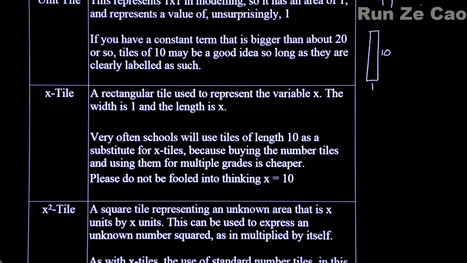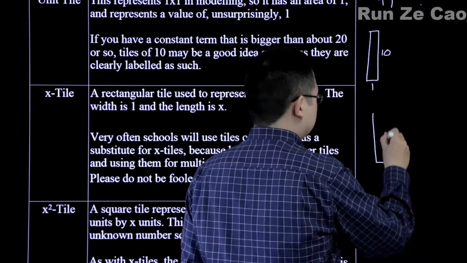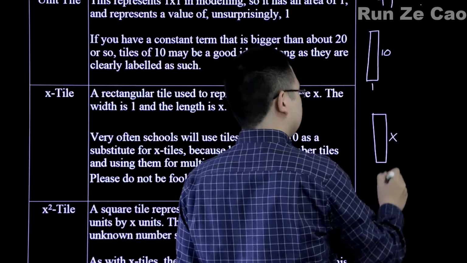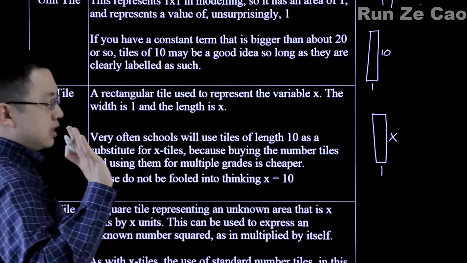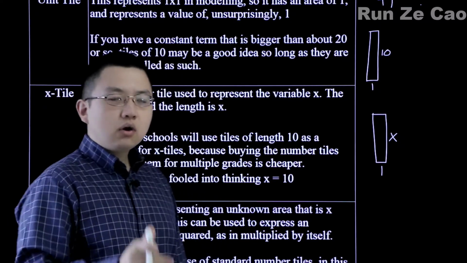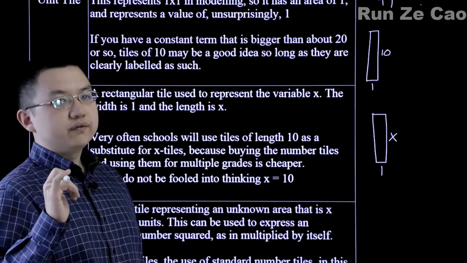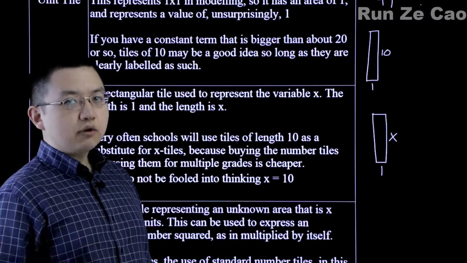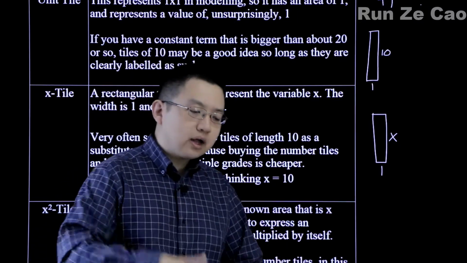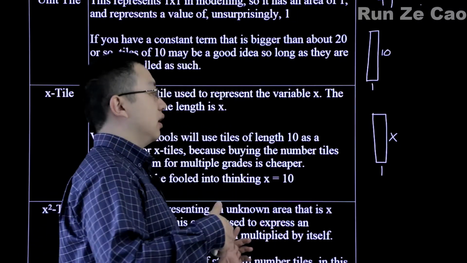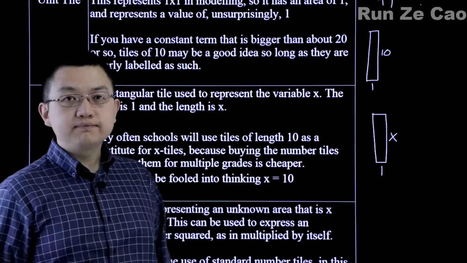Now, an X tile is a rectangular tile. It is used to represent the variable X. So X by 1. Now, when you do this in school, often you will use X tiles of 10, for the simple reason that when you buy number tile sets, it's better to use that tile set for both, say, elementary school and high school students. It's cheaper.